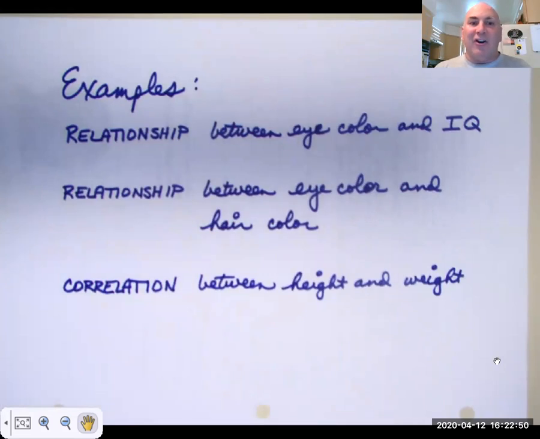Eye color and hair color are both qualitative variables. So we would say that there might be a relationship, or there might not be a relationship, but there cannot be a correlation because they're not both numerical. Height and weight, you could calculate a correlation coefficient between those.